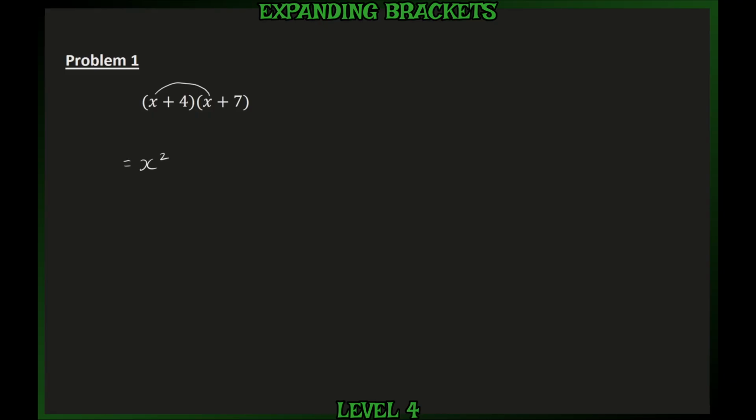Next, we can stick with the first term from the first bracket and multiply it by the second term from the second bracket. So x times 7 gives us plus 7x. We can now move on to the second term from the first bracket, which is 4. And we can multiply this by the first term from the second bracket. So 4 times x gives us plus 4x. And finally, multiply the second term from the first bracket by the second term from the second bracket. And 4 times 7 gives us plus 28.